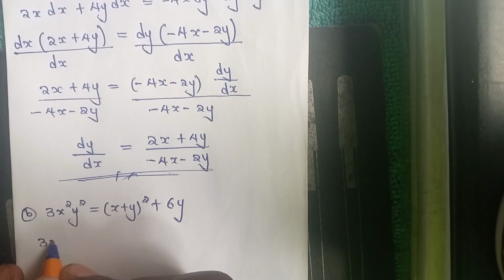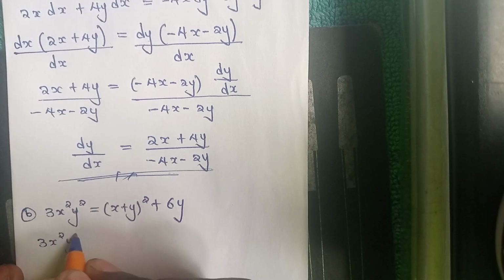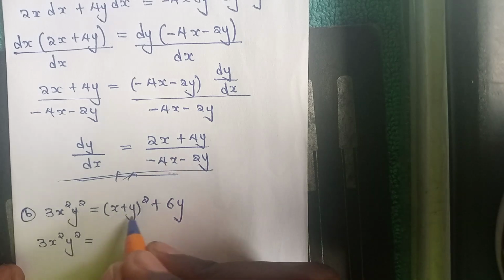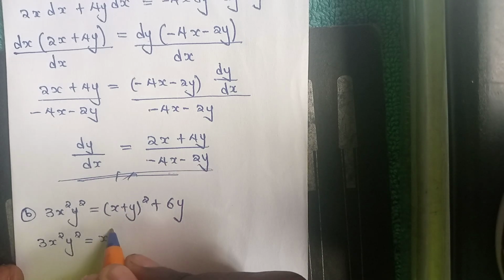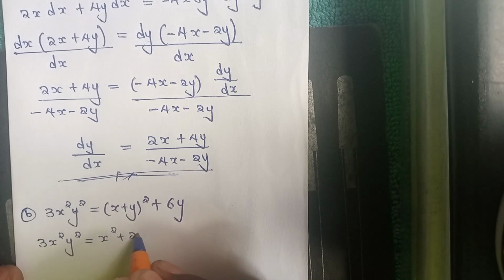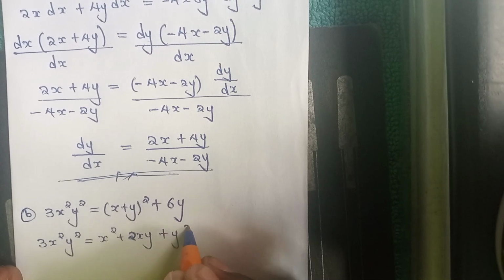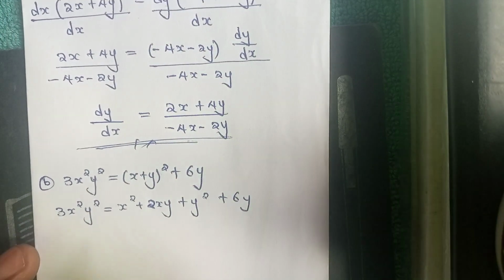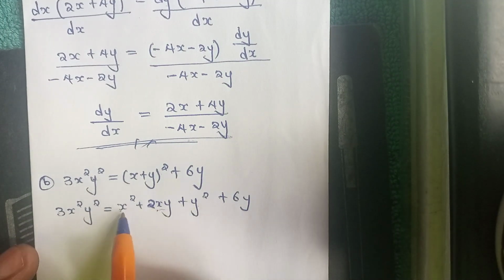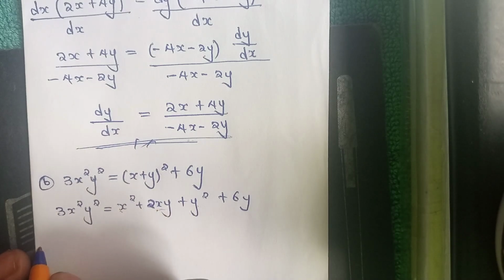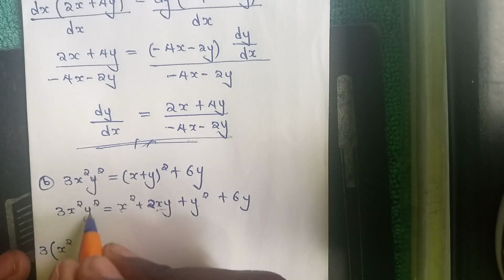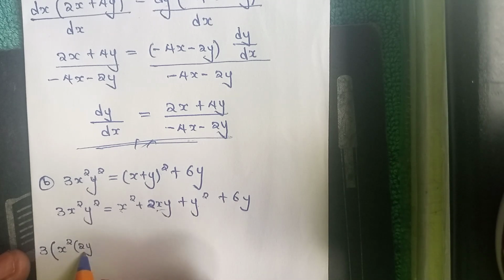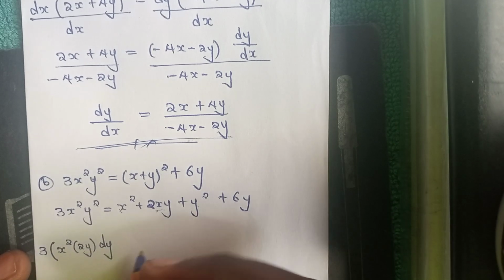So I'm going to have 3x squared y squared. And when I expand this, it is going to be x squared plus 2xy, then plus y squared. Then I can start now differentiating. So here I'll use product law, then power law there. So here, a 3 outside, I maintain x squared. I differentiate this guy, which will be 2y. Then I put dy there.